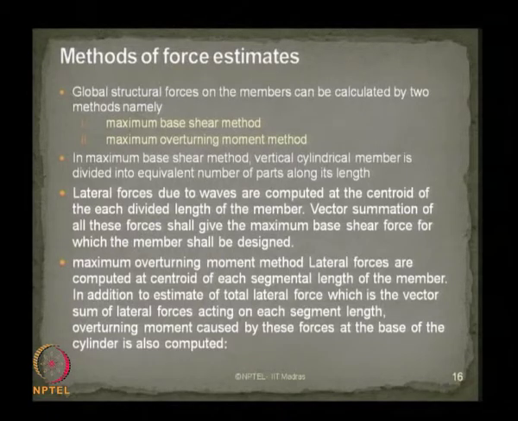Maximum overturning method is also used when the lateral forces are computed at the centroid of each segment of the member, causing moment about the bottom of the member. In addition, to estimate the total lateral force, which is the vector sum of the lateral forces acting on each segmental length, the overturning moment caused by these forces at the base of the member is also parallelly computed.